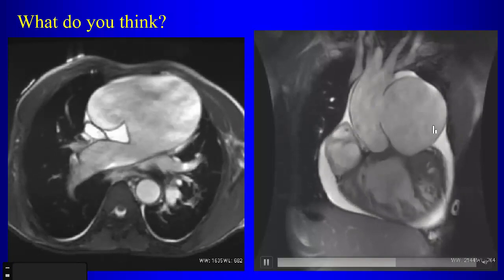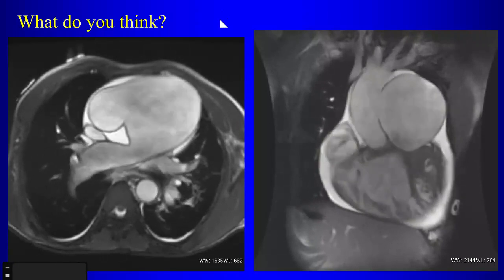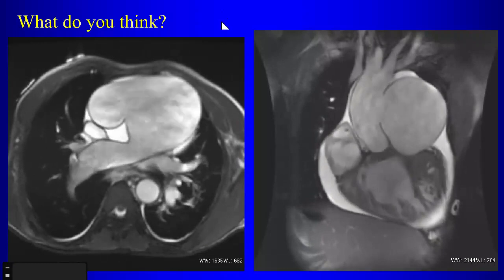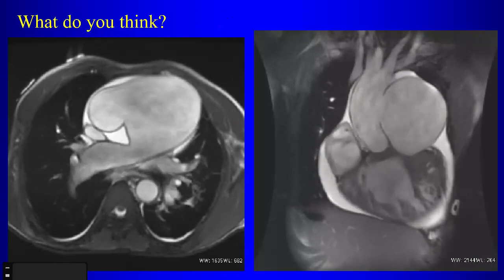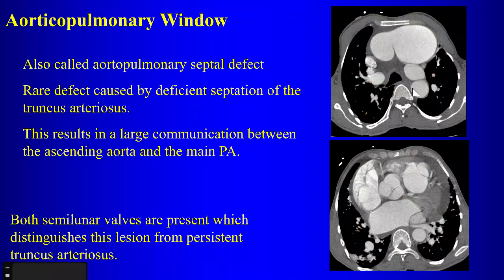A very rare form of left to right shunt, physiologically like a huge PDA. What is this called? What's the term for this? Aorticopulmonary window. Yes, so that's an aortopulmonary window, right? That's direct communication between the ascending aorta and the pulmonary artery. It's also called aortopulmonary septal defect, a rare defect, deficient septation of the truncus arteriosus, with a large communication.